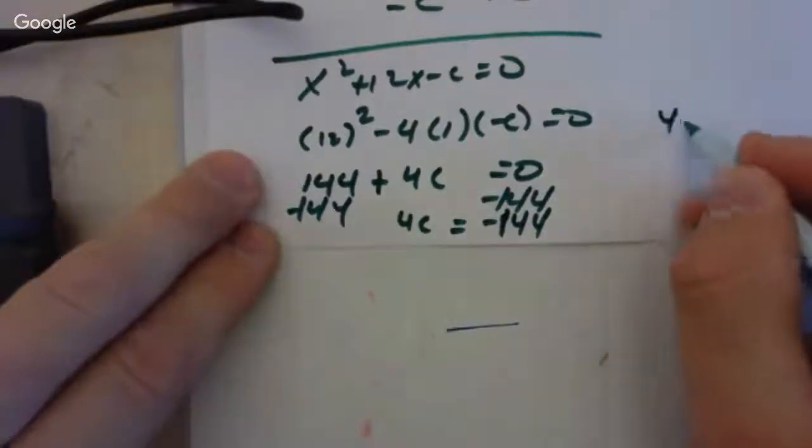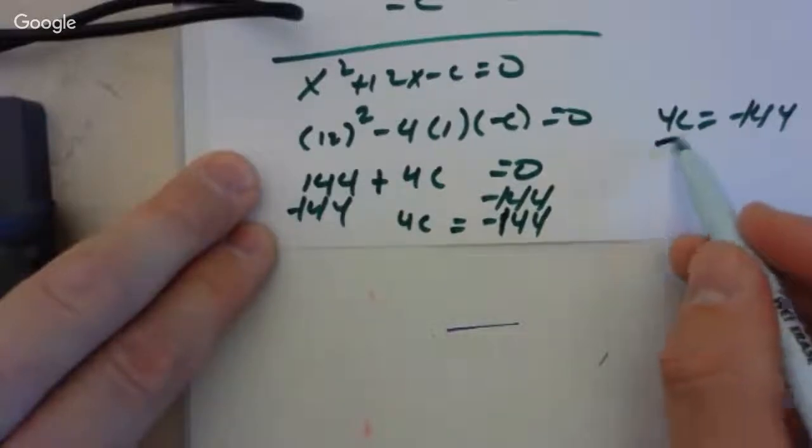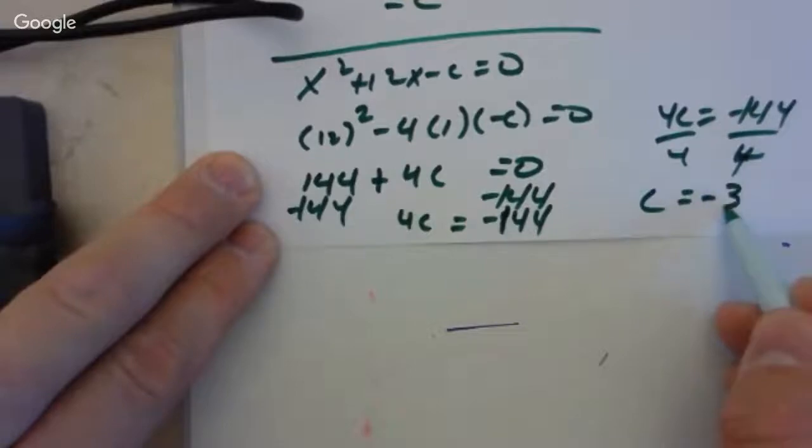Okay, so I got 4c is equal to negative 144. Somebody look really smart. What do I do last? Okay, what's 144 divided by 4? Negative 36.